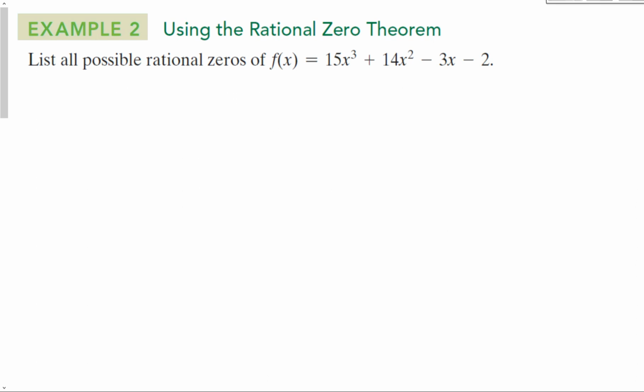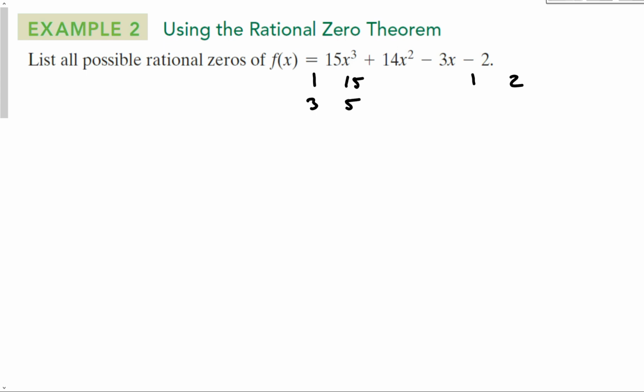It becomes a little more complicated when there is something like a 15 in the front here. Okay, so remember what we're going to do. All the possible rational zeros are going to be the factors of the constant term divided by the factors of the leading coefficient. Okay, well, let's list all the factors of the constant term. That's 1 and 2. All the factors of the leading coefficient are 1 and 15, 3 and 5.